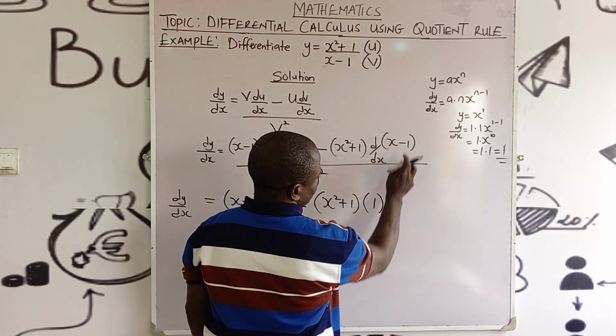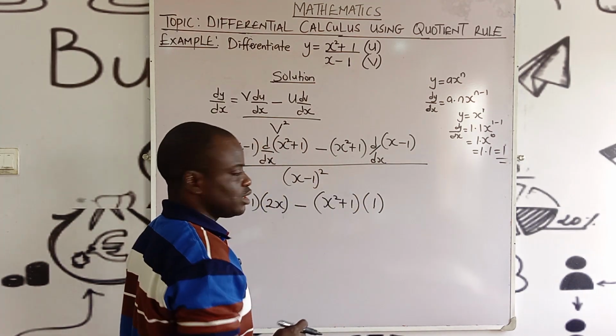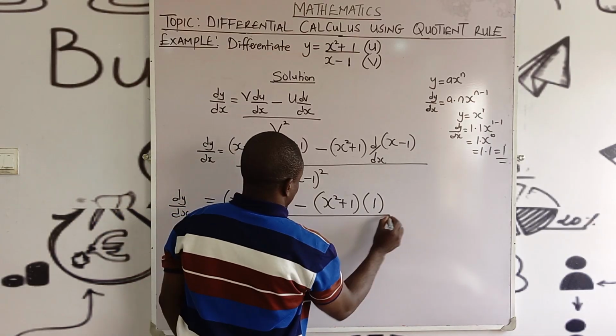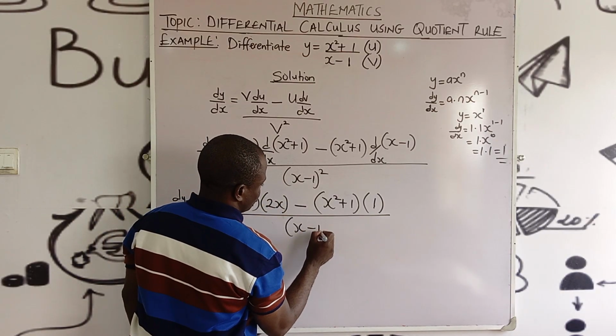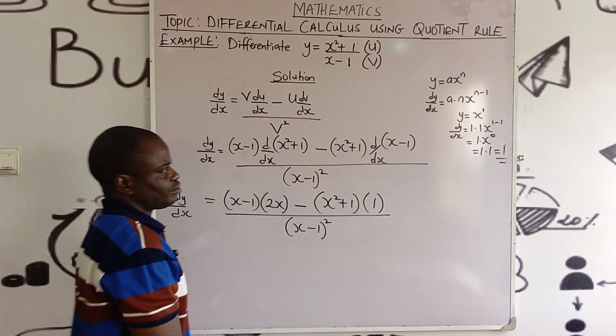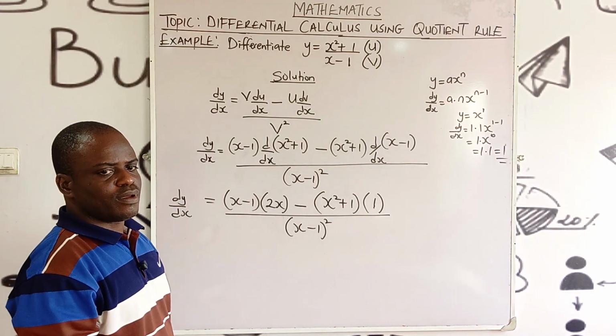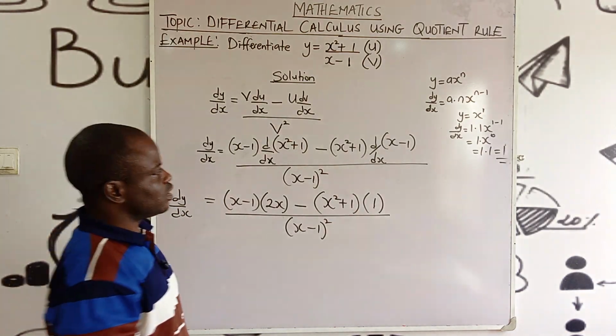Multiply by 1. Differentiation of constant will give you 0, over x minus 1 squared. Okay? Adding that, differentiation of constant is 0.